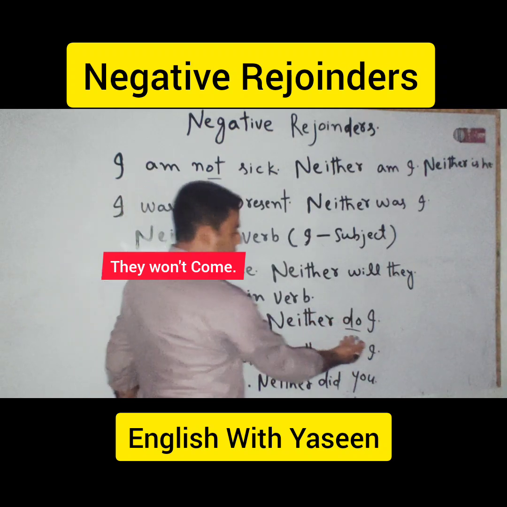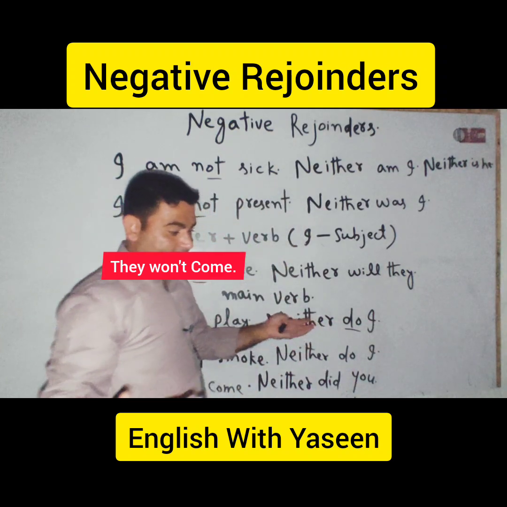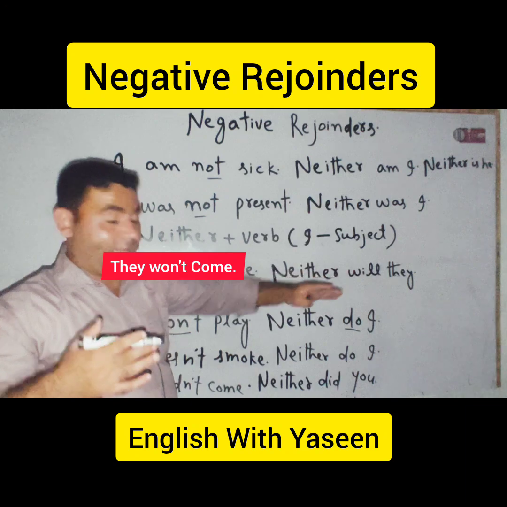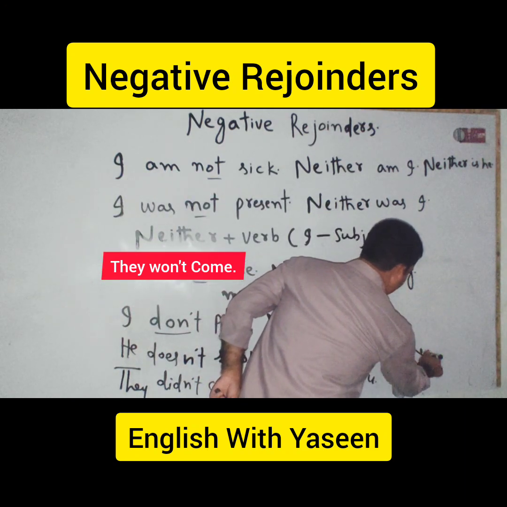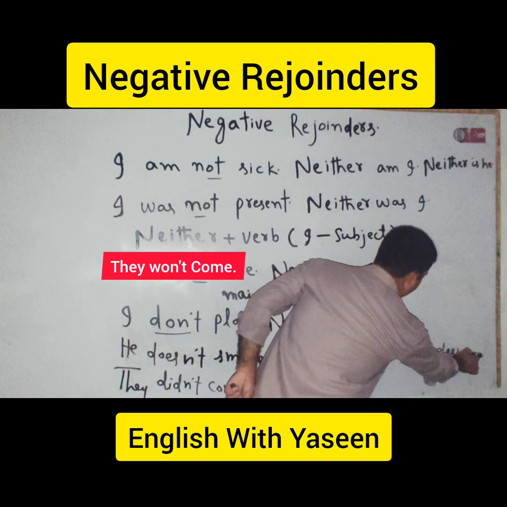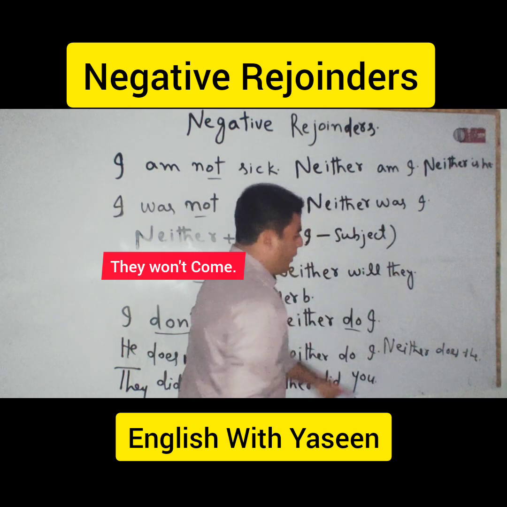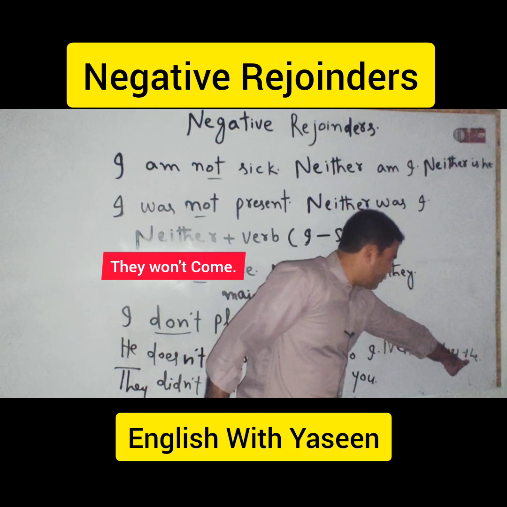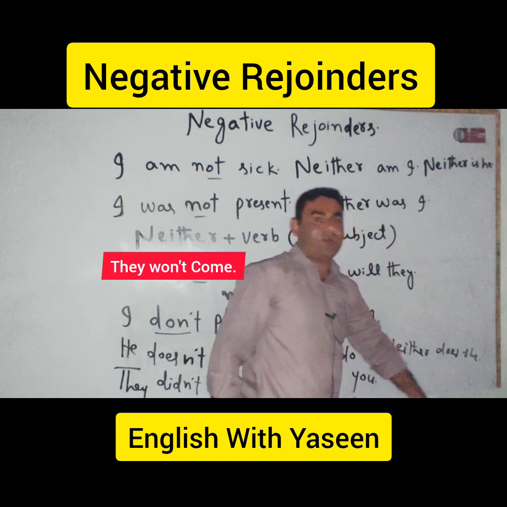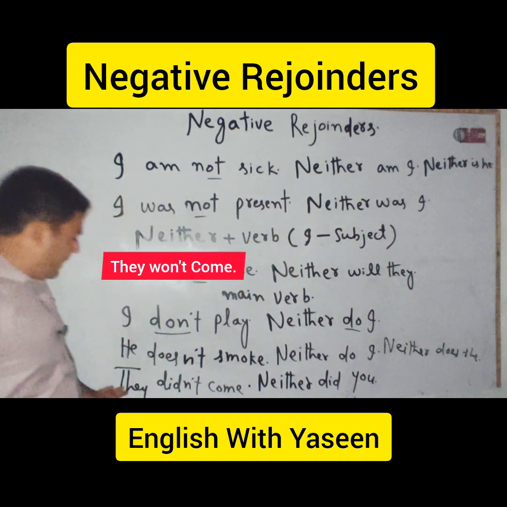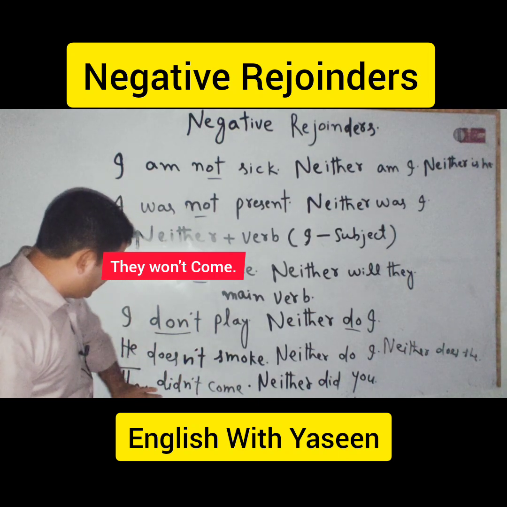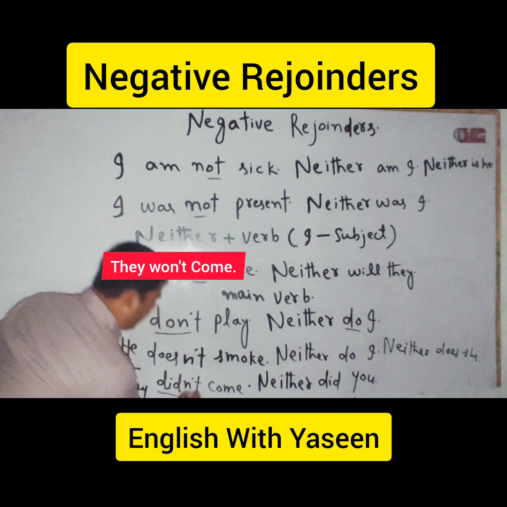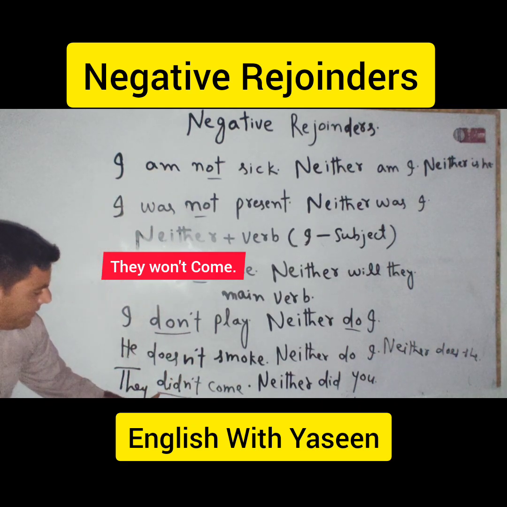And if you want to compare someone else, you will say neither does he or neither does she. Why do we use does? Because with he, she, it we use does, right? They didn't come. You see, it is the second form of verb. So from the second form of verb, we'll take did.